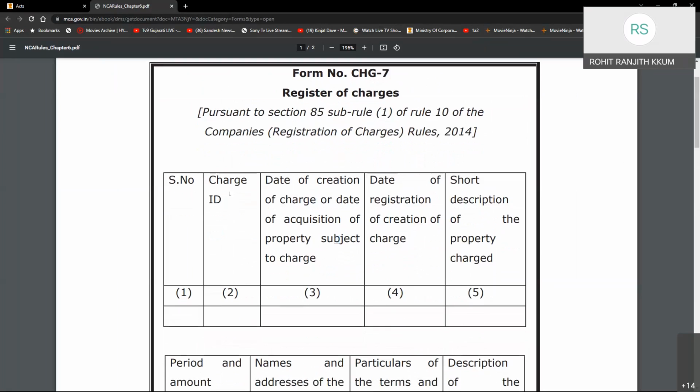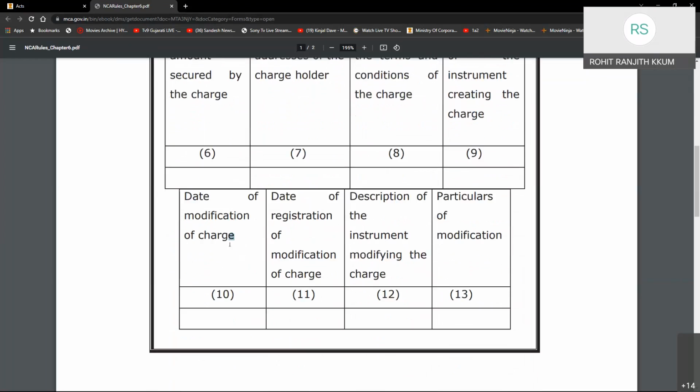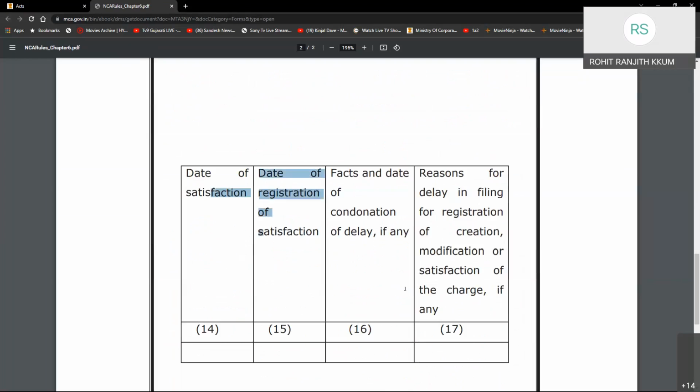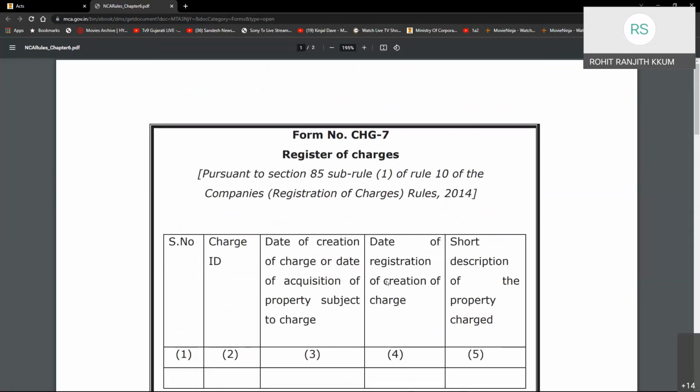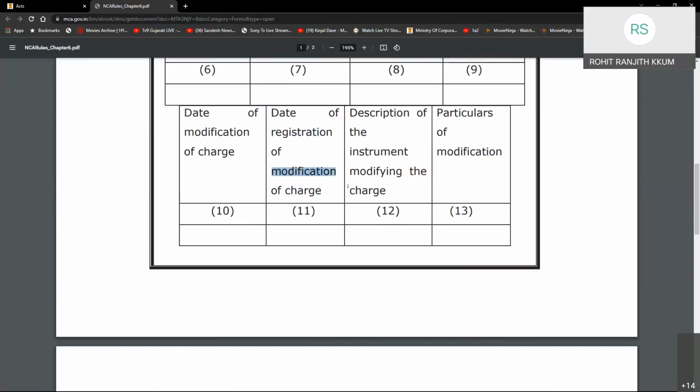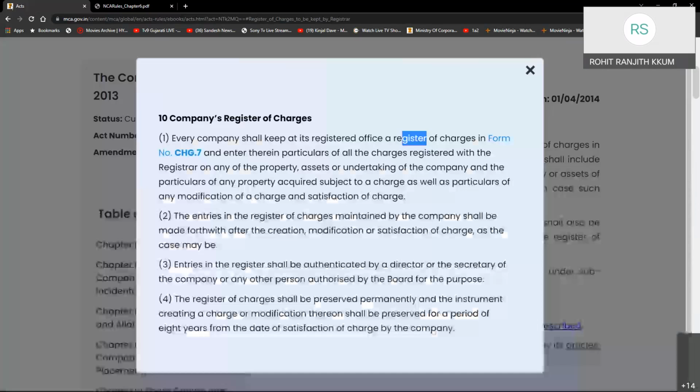So look at what the details are over here. Serial number, charge ID as given by ROC, date of creation, date of registration, short description of the property, period and amount secured, name and address of the charge holder, particulars of the terms and conditions, description of the instrument creating the charge, date of modification if there is any. Then registration of modification, description of the instrument modifying, particulars of modification, and the third one is satisfaction. So basically, this register contains the details of three procedures: creation and registration, modification and registration, and satisfaction and registration. I hope, guys, CHG-7 is also clear.